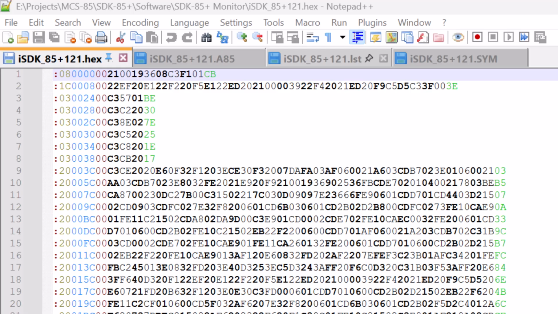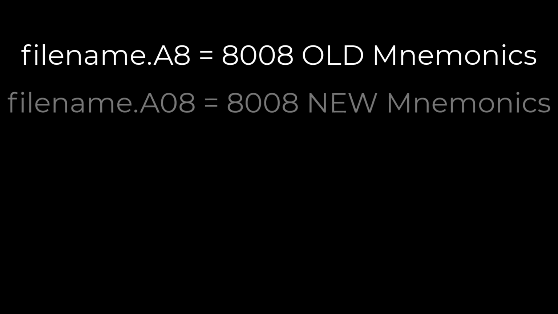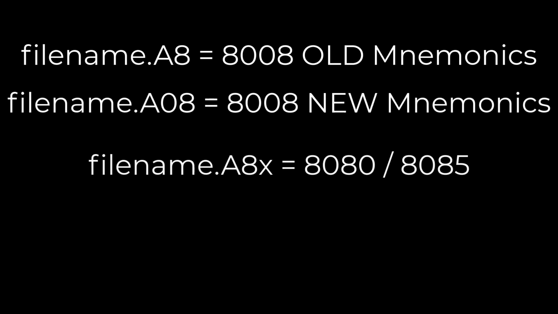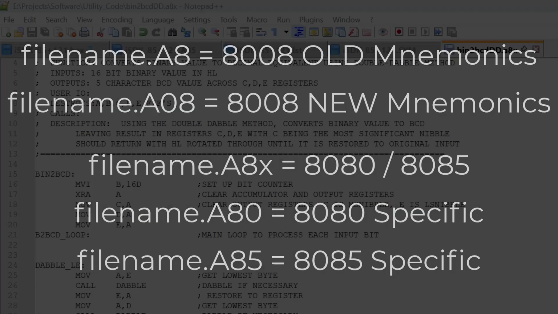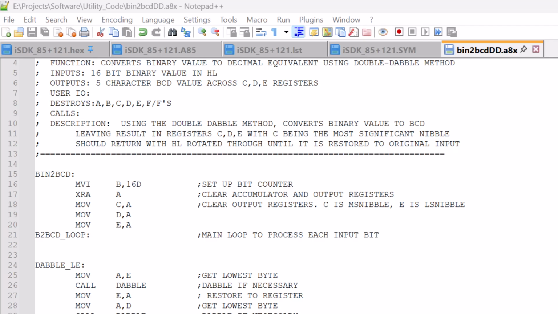When I'm creating source code files, as far as the file extension, I usually use A08 for 8008 code, A80 or A85, depending if it's specific to either of those two processors. So for example, this is my double-dabble binary to BCD utility routine. I showed this in an earlier video.